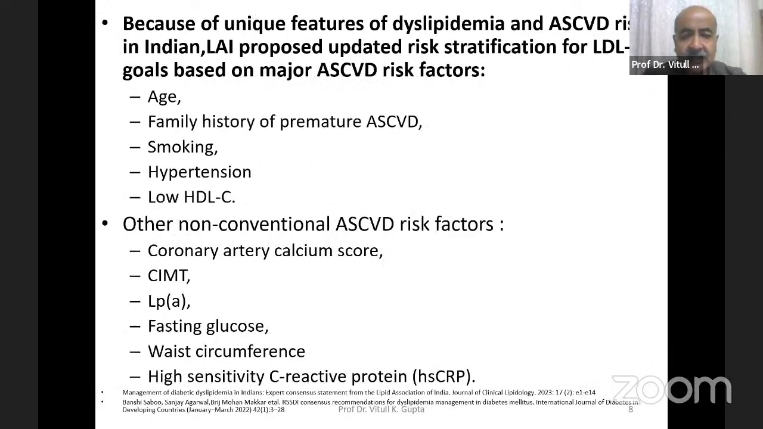Because of the unique features of dyslipidemia and atherosclerotic cardiovascular risk in Indians, the Lipid Association of India proposed an updated risk stratification for LDL-C goals based on major atherosclerotic cardiovascular disease risk factors, namely age, family history of premature atherosclerotic cardiovascular disease, smoking, hypertension, low HDL-C, and other non-conventional risk factors including coronary artery calcium score, CIMT, lipoprotein(a), fasting glucose, waist circumference, and highly sensitive C-reactive protein. These are the non-conventional atherosclerotic cardiovascular disease risk factors which we need to consider while treating dyslipidemia as well as atherosclerotic cardiovascular disease.